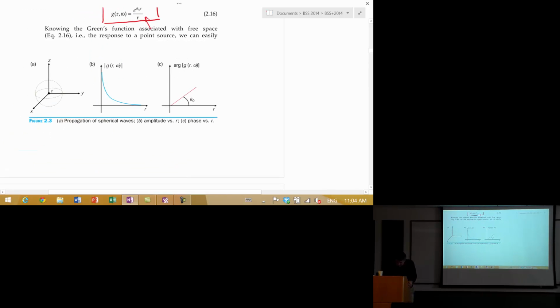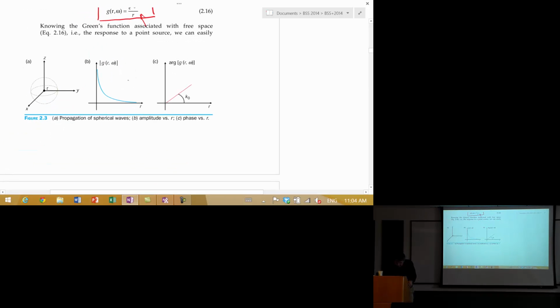So, now if you look at the amplitude of g, so my wave, I call it g for Green's function, or in engineering terms, impulse response, is the solution to a delta function. So g of r goes down as 1 over r. Keep in mind the intensity would be 1 over r squared. And then the argument of g, meaning the phase, is linear with k naught. Again, the slope of that phase is k naught.